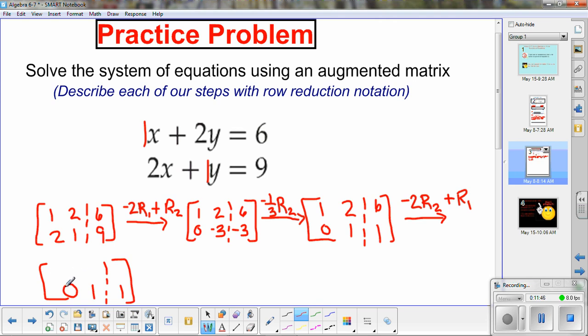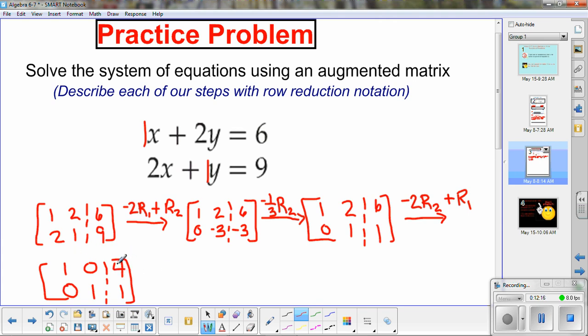0 times -2 is 0. Add that to the top row. So -2 times 0 is 0. Added to the top row is 1. Now 1 times -2 is -2, and -2 plus 2 is 0. -2 times 1 is -2. Now add that to the top row. -2 plus 6 is 4.